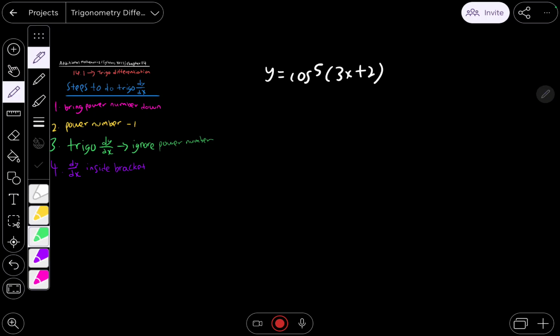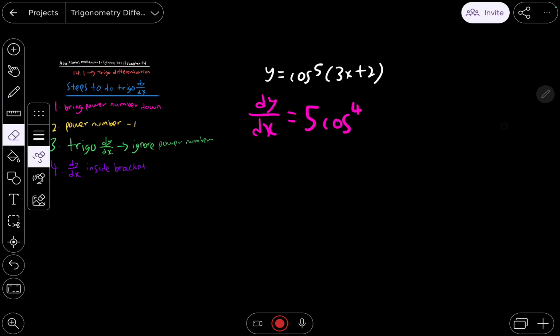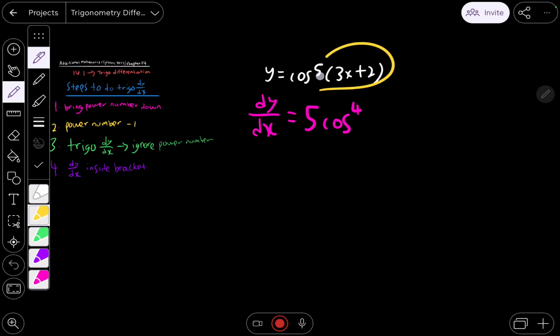Yes, right? So, alright, dy over dx, okay, this is equals to power number bring down, okay, so it's 5 cosine power number minus 1. So 5 minus 1, what do you get? 4, isn't it? And then you just copy this one again, your aka your x. So you copy this one down. Okay, so it'll be a 3x plus 2.